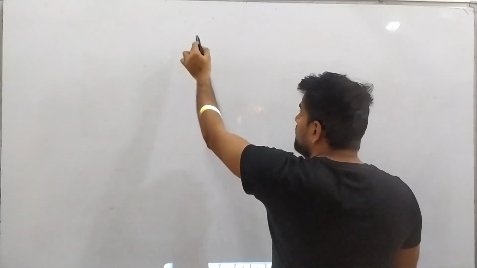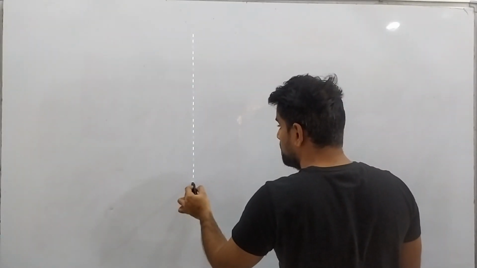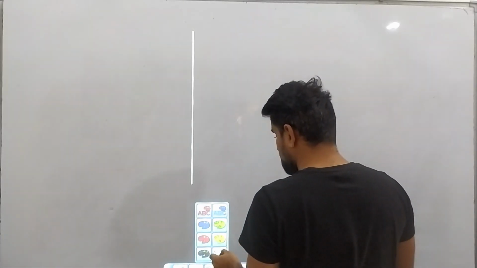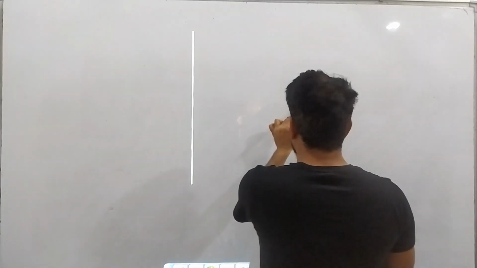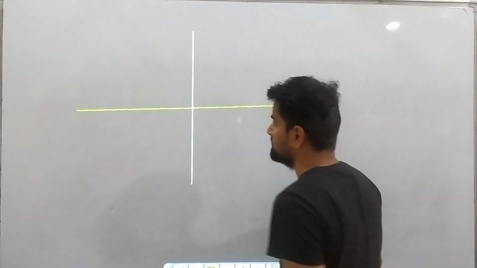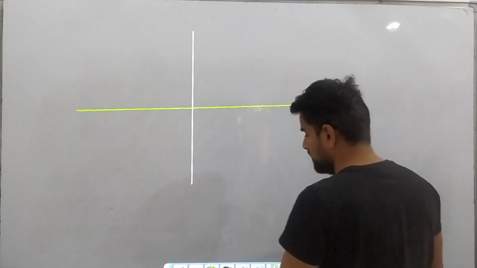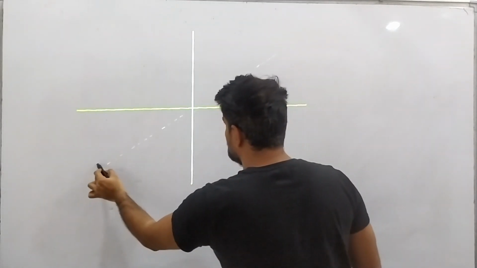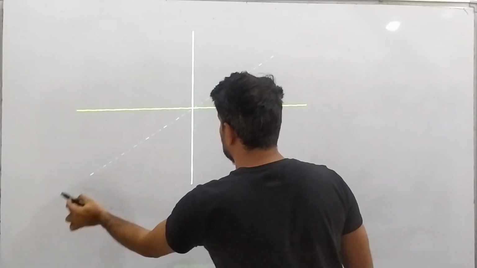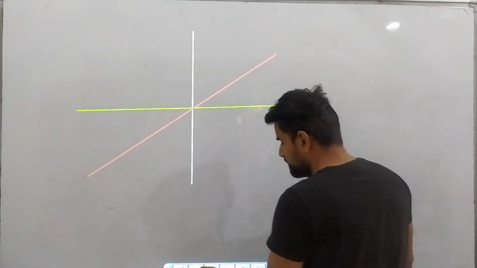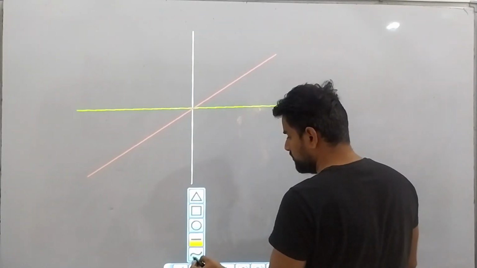Position of any point in a 3D space, right? So first of all, this is the ordinate, and this is the abscissa, and the third one I will make like this, and this is the z-axis. Now let me mark all the points.